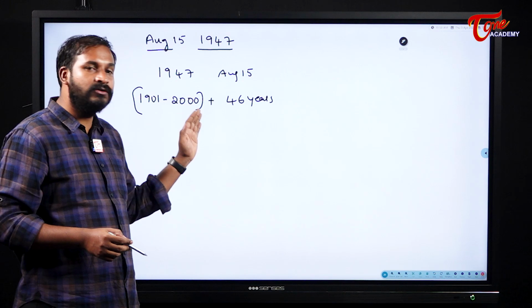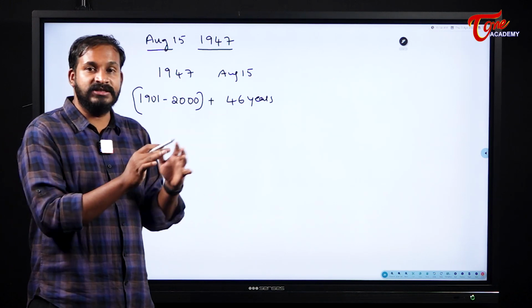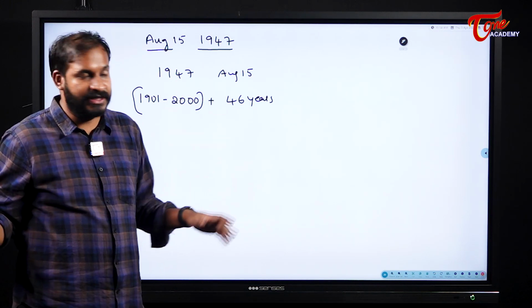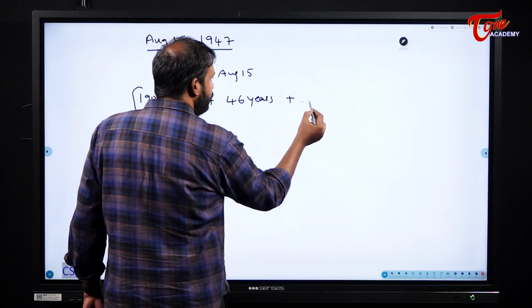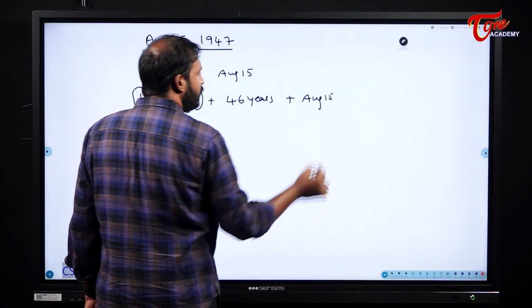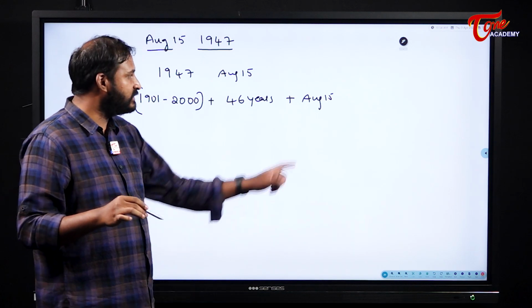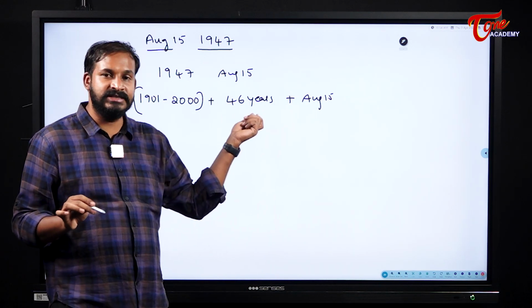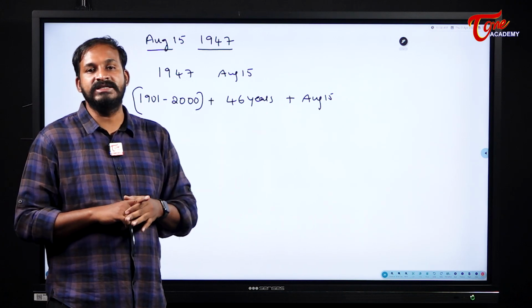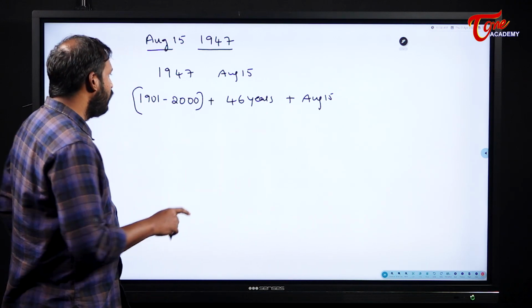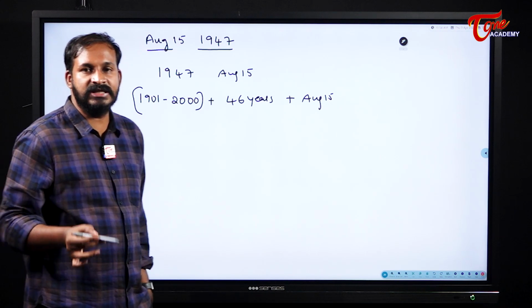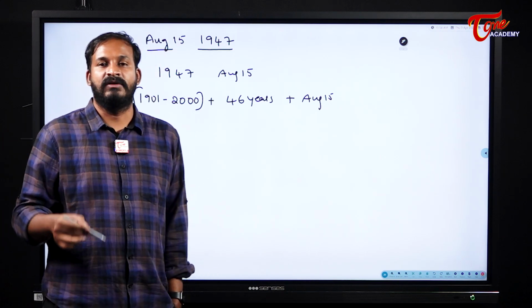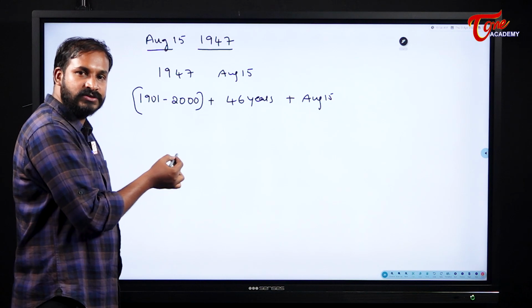So 1901 to 2000, that is the century, and 46 years are completely finished, plus August 15. We are calculating the 47th year, right? So directly I am writing August 15. The 47th is still running, so that is the reason I am writing it as August 15. Okay, now 1901 to 2000. What is the century code? Just now we have learnt. What is the century code for 1901 to 2000, students?